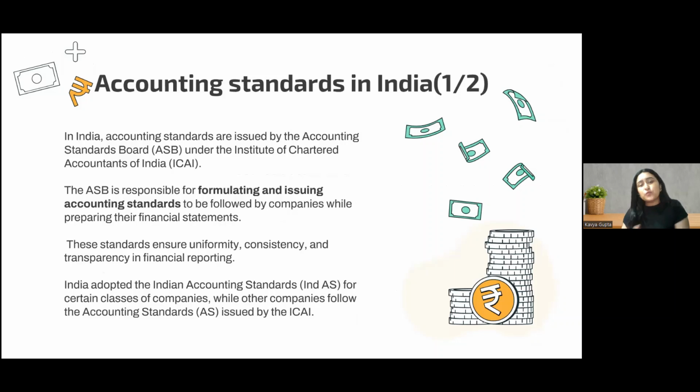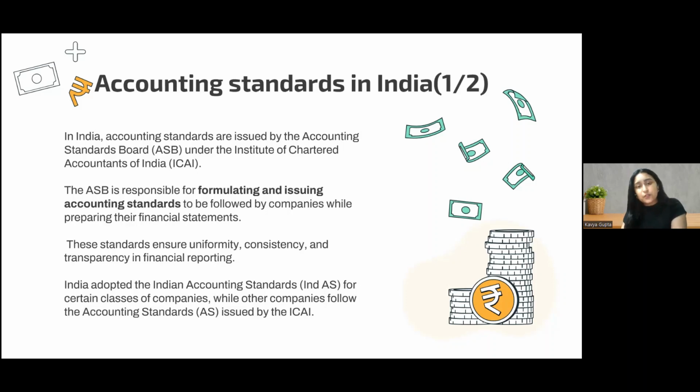Well, we should also be aware, before we understand कि हमारे financial statements prepare कैसे होते हैं, we should also know what accounting standards in India govern the preparation of those accounts, right? So in India, the accounting standards are majorly issued by the Accounting Standards Board, which is under the leadership or the purview of the Institute of Chartered Accountants of India.